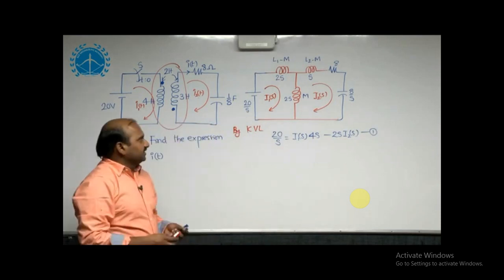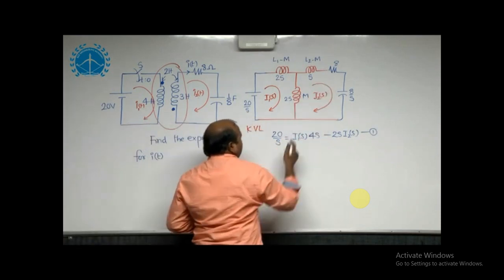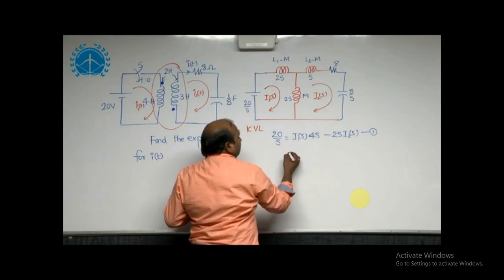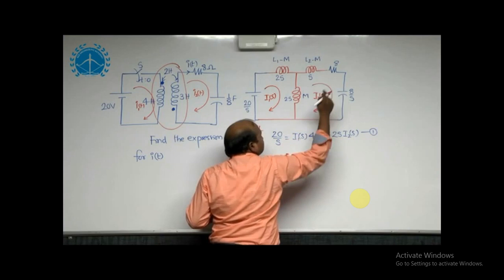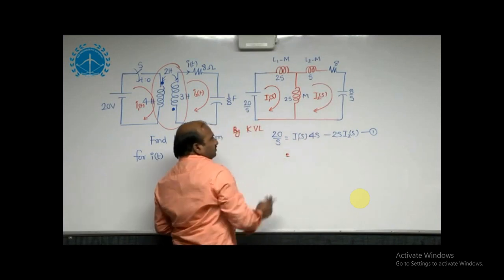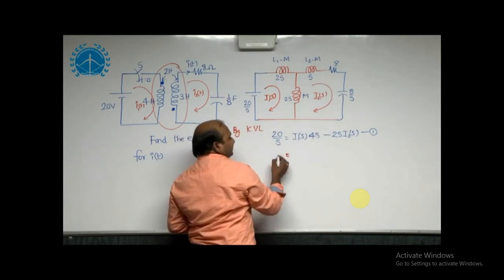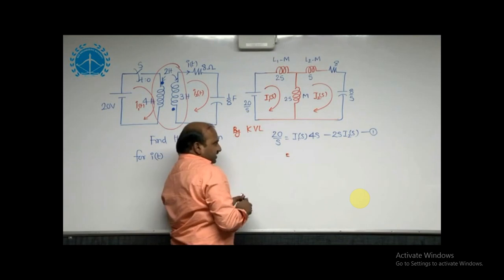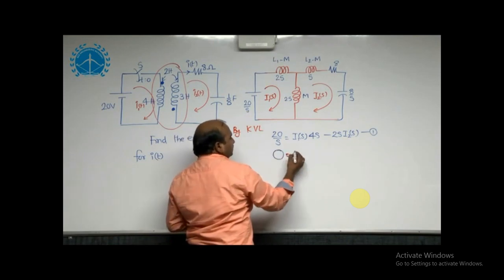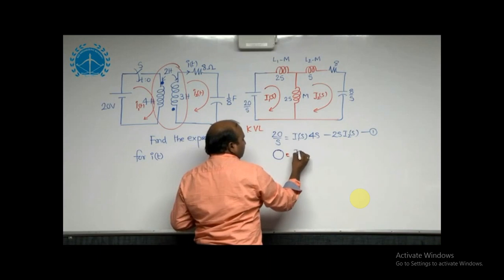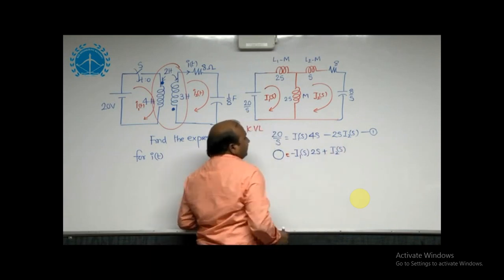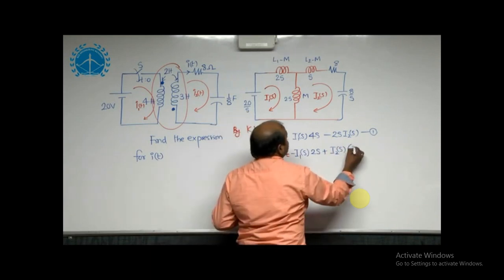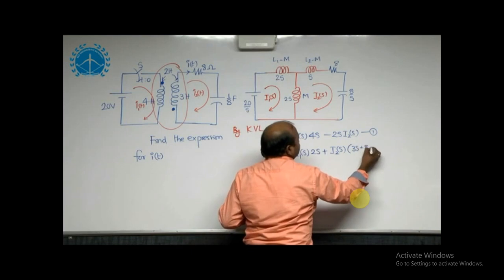And if we take the KVL for the second closed path, here we have the I2 term, 2S plus S, 3S plus 8 by S, and the I1 term, which is in the opposite direction. With that, the second equation I will get is 0 is equal to minus I1 of S into 2S plus I2 of S, because I2 direction we have taken, I2 of S into 3S plus 8 by S.